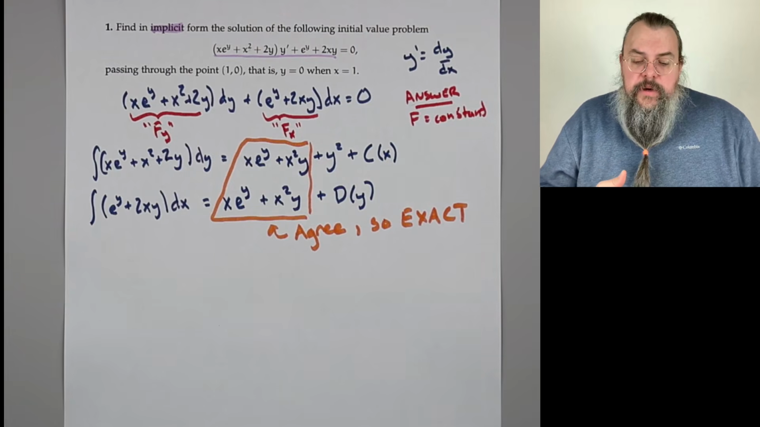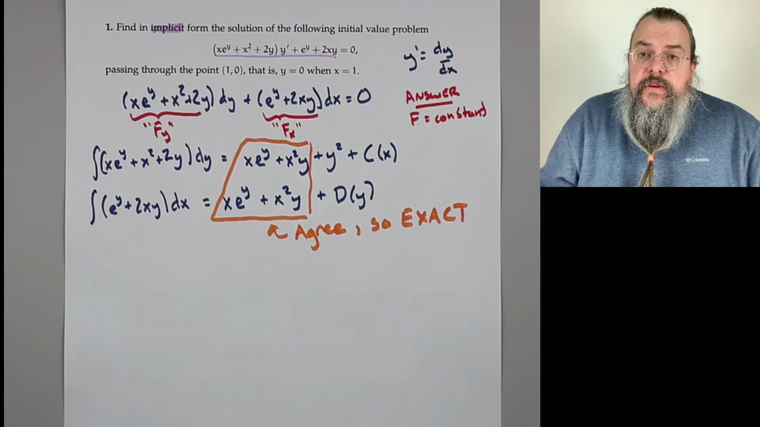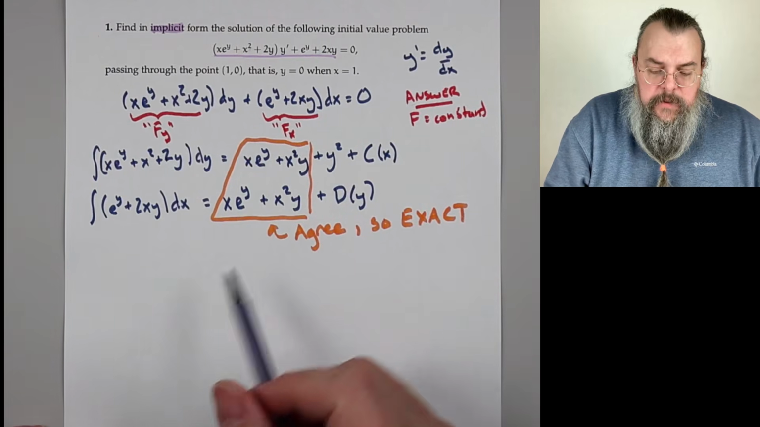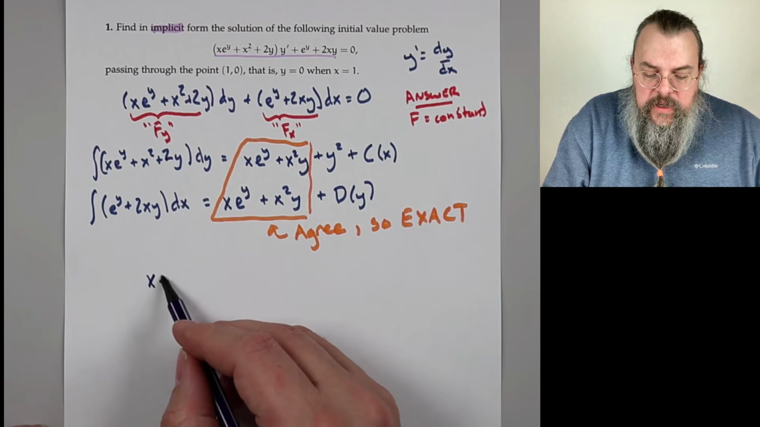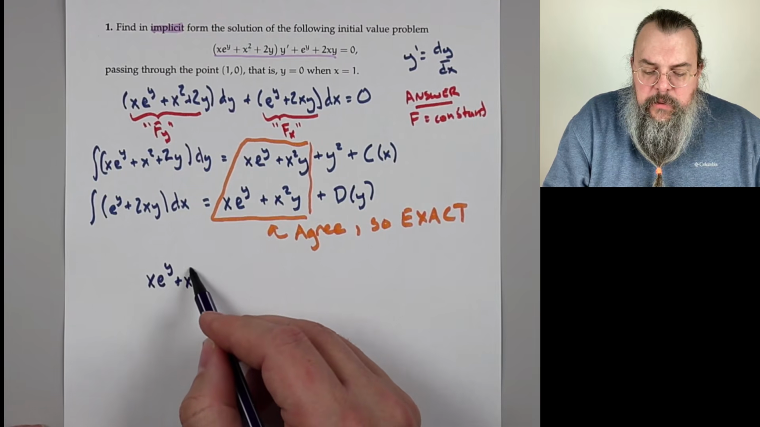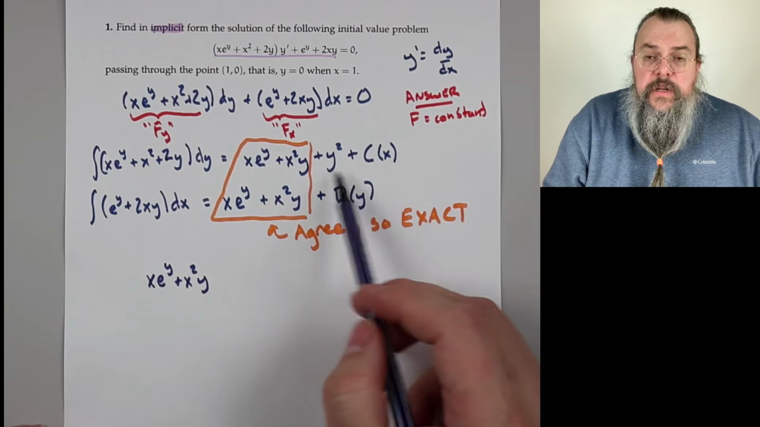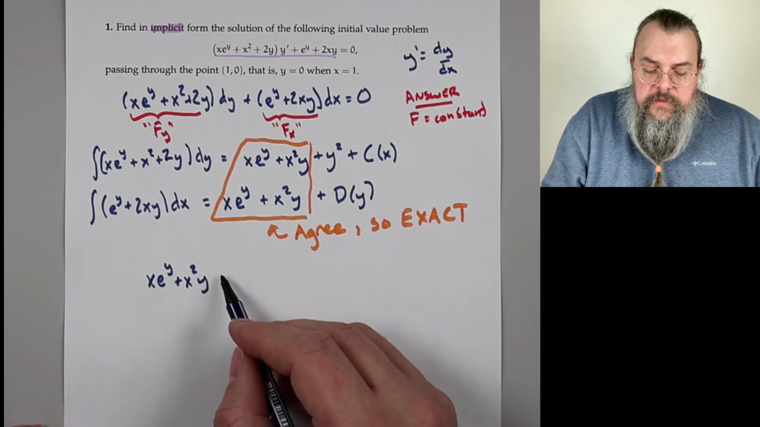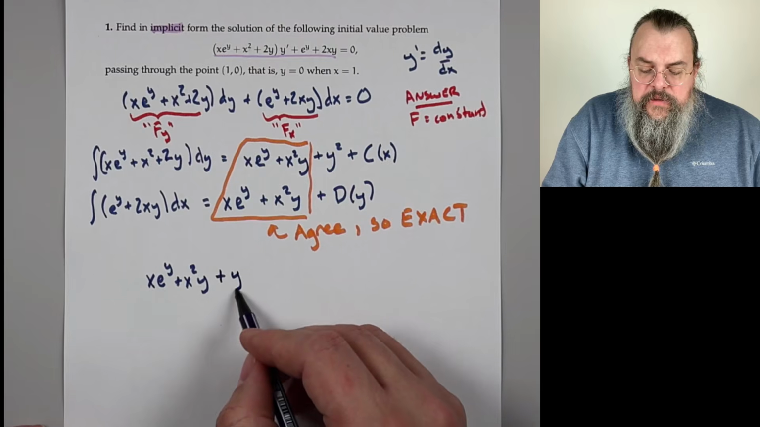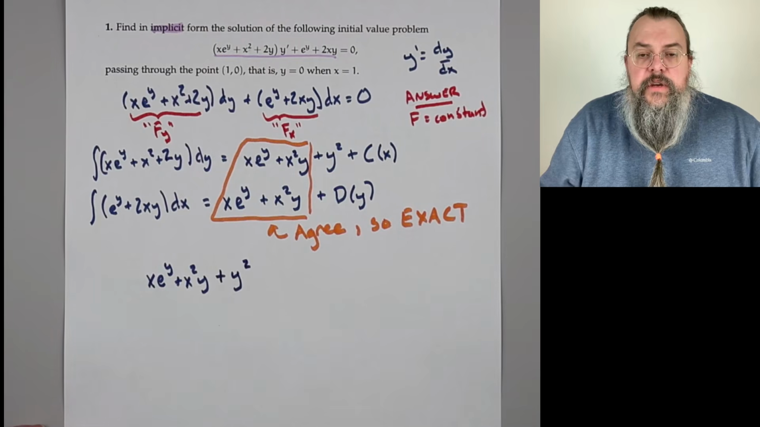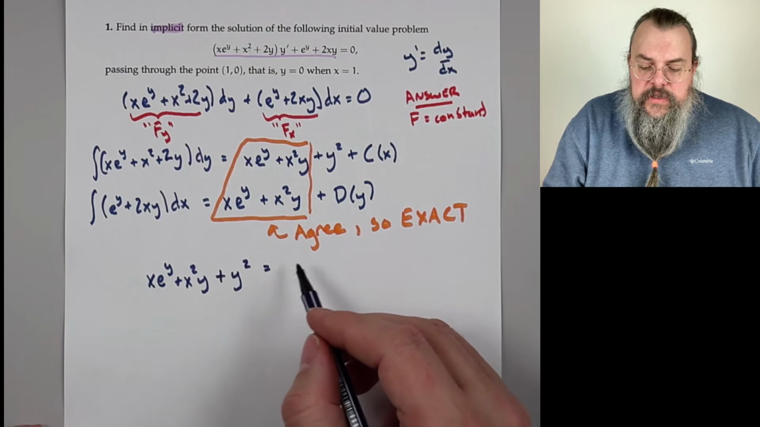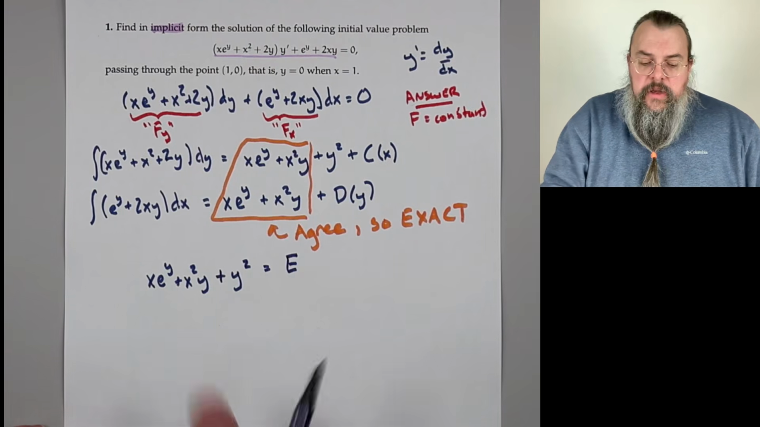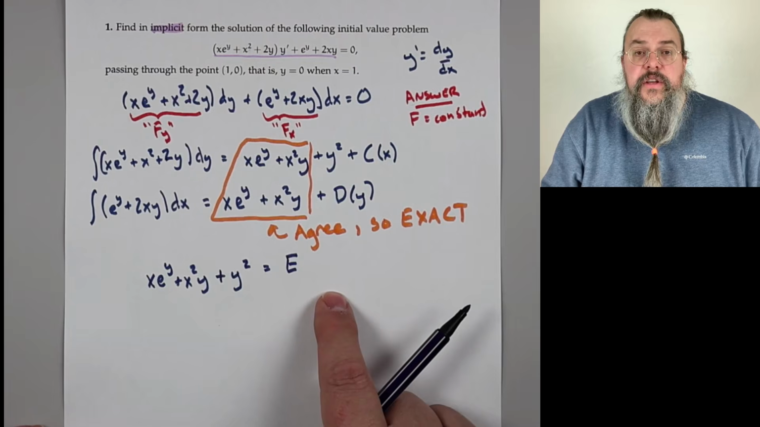Okay, well, at this point, we're pretty close to having our f. We take the part where they agree, x e to the y plus x squared y, and then the parts which only involve y and only involve x. Well, in this case, there's only a y term. There's nothing that only involves x, and that's okay. And that equals our constant. And working our way through the alphabet, we use e. So that's what all our solutions look like.